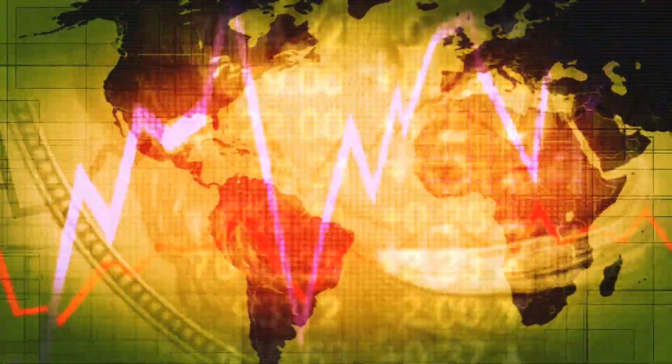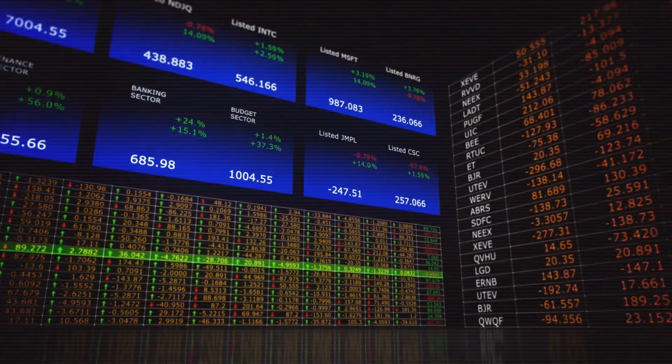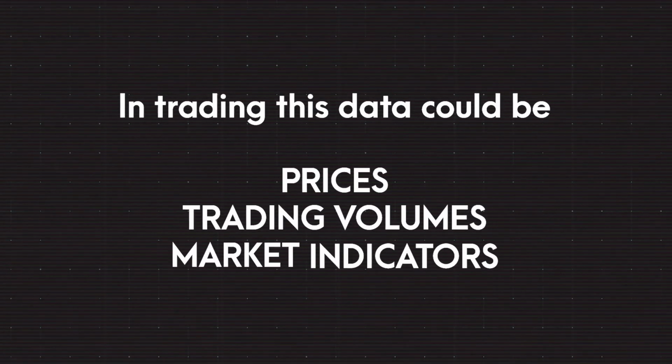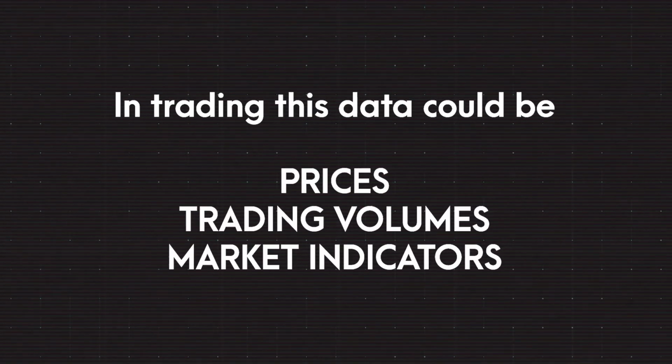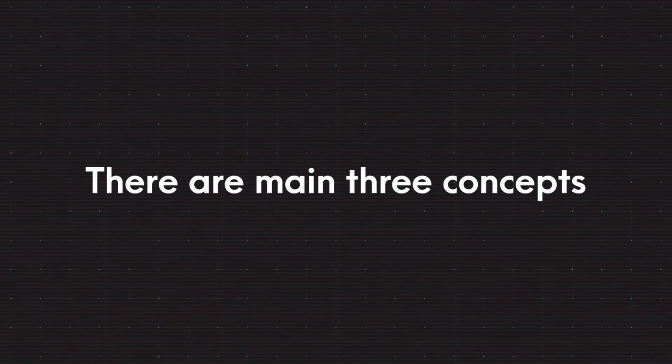Let's start with time series analysis, a key technique in trading. Time series data is essentially any data collected or recorded at regular intervals over time. In trading, this data could be prices, trading volumes, or other market indicators. The goal of time series analysis is to identify patterns, trends, and relationships within the data, helping traders predict future movements. There are three main concepts to focus on here.